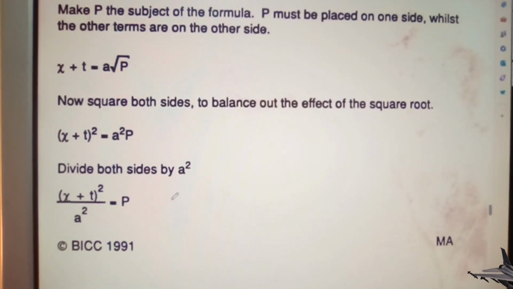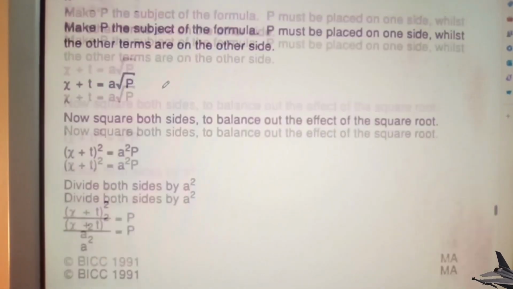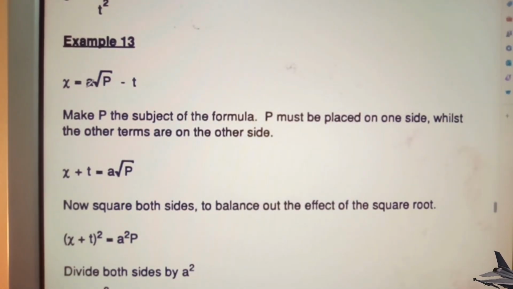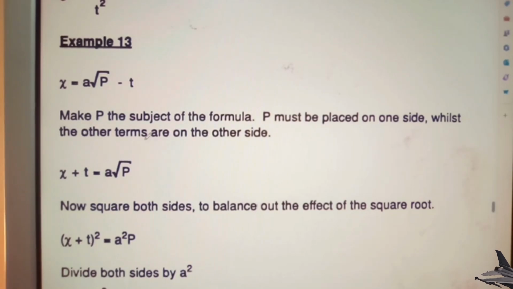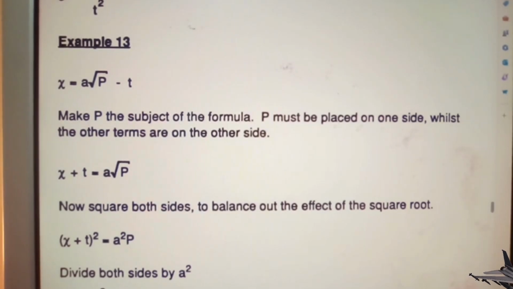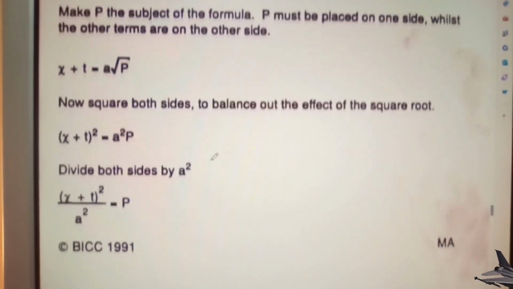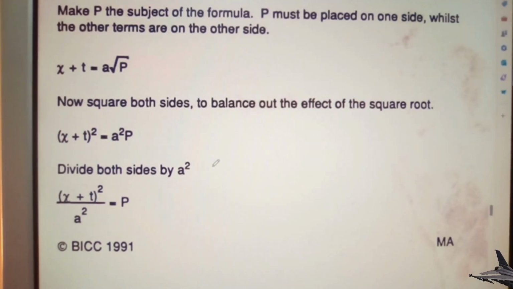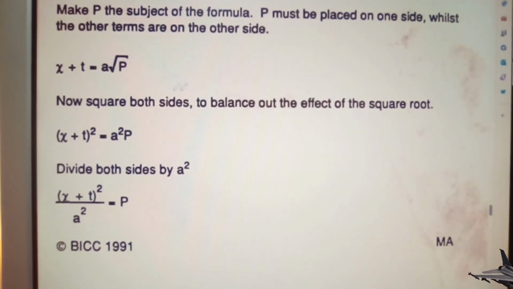Now here, x equals a square root of p minus t. Make p the subject of the formula. P must be placed on one side whilst the other terms are on the other side. And here, follow the process that you've done earlier.